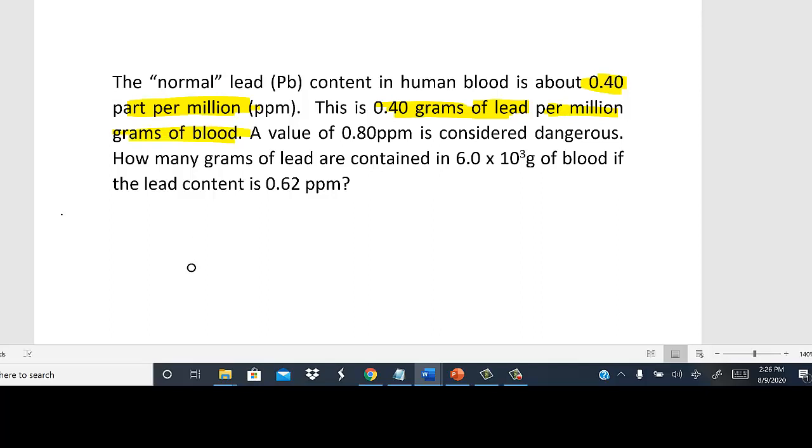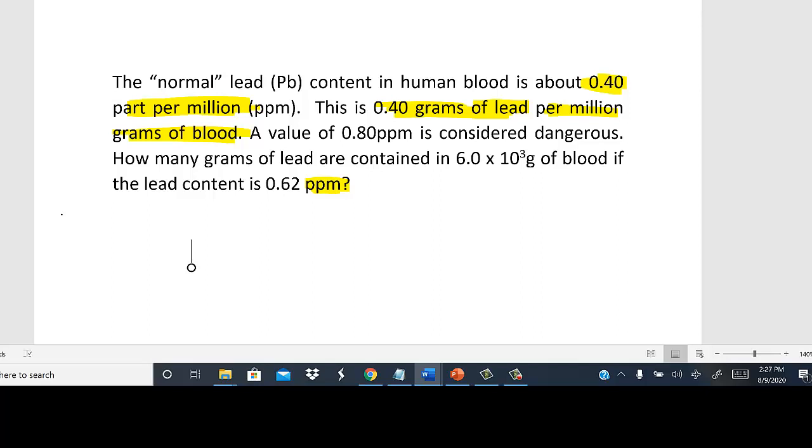They also tell us that a value of 0.80 ppm is considered dangerous. How many grams of lead are contained in 6 times 10 to the third grams of blood if the lead content found in blood is 0.62 parts per million, or ppm? So you're going to see ppm a lot if you're in environmental chemistry, and it's good to convert from ppm to some amount of grams to determine toxicity or lethal levels.